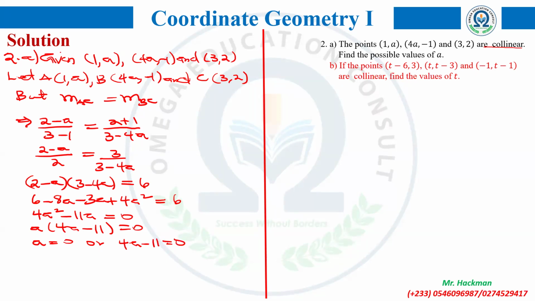Here a is already solved for. It's this that you need to solve for a. So you get 4a is equal to 11. You write it again before you divide. So you are going to get a to be equal to 11 on 4 here. So I'm going to write this implies that my a is equal to what? 0, or 11 on what?